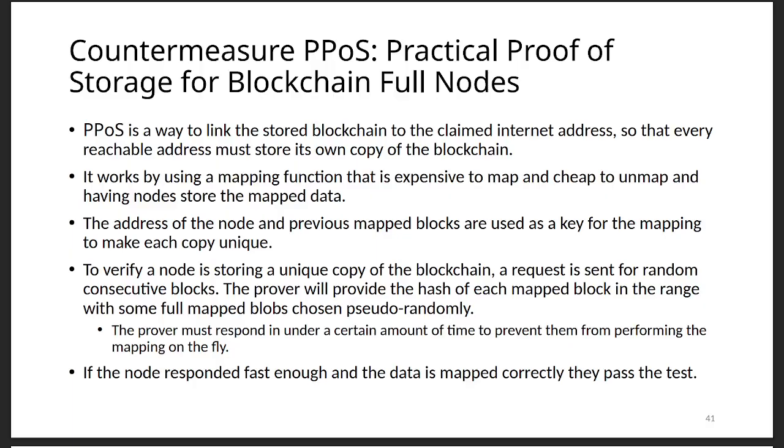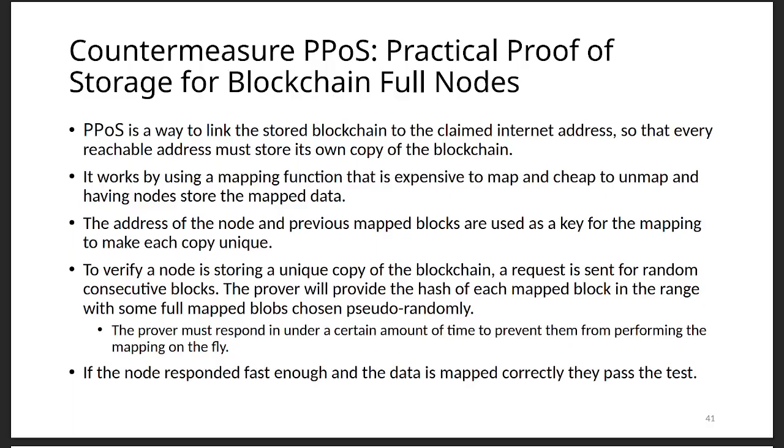The last countermeasure directly targets the proxy behavior of spy nodes. Practical proof of storage is a way to link the stored blockchain to the claimed internet address so that every reachable address must store its own copy of the blockchain. It works by using a mapping function that is expensive to map and cheap to unmap, and having nodes store the mapped data. The address of the node and the previous map blocks are used as a key for the mapping to make each copy unique.